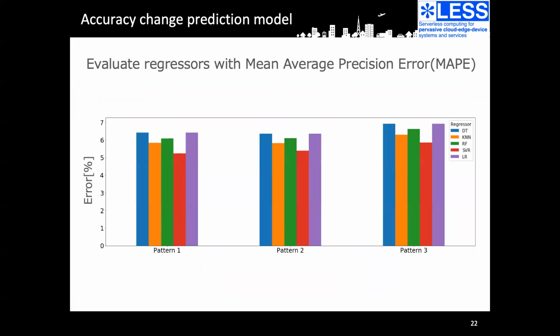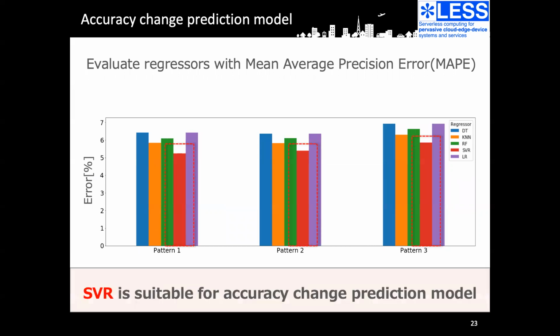Each prediction model is evaluated with mean absolute percentage error. From this graph, the support vector regressor has the lowest error. Thus, we used the support vector regressor for the accuracy change prediction model.